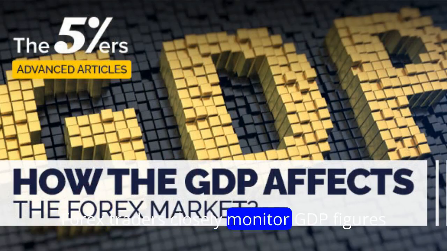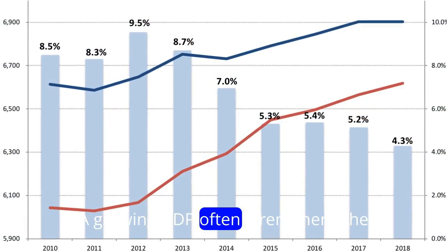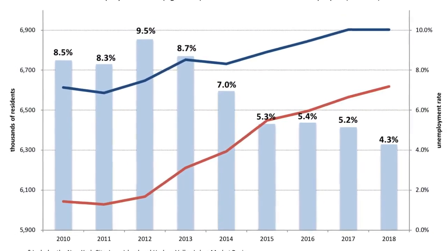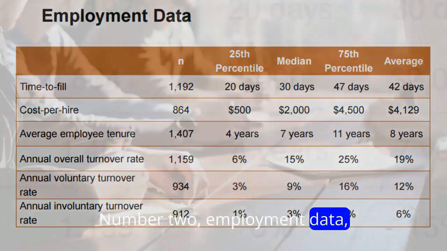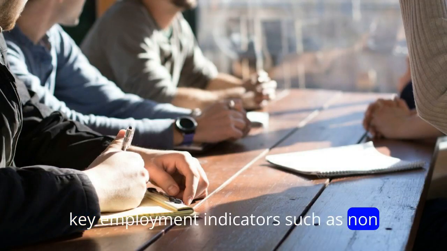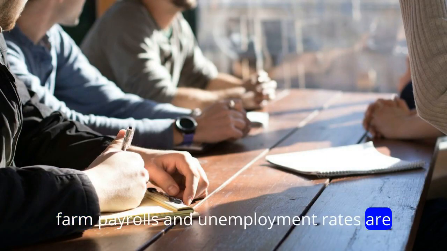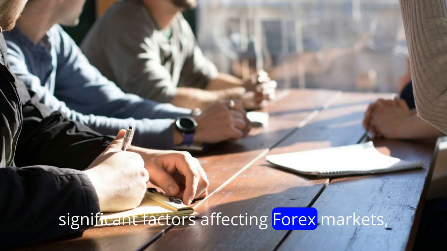Forex traders closely monitor GDP figures as they indicate the economic growth and stability of a nation. A growing GDP often strengthens the country's currency. Number 2, employment data. Key employment indicators such as non-farm payrolls and unemployment rates are significant factors affecting Forex markets.